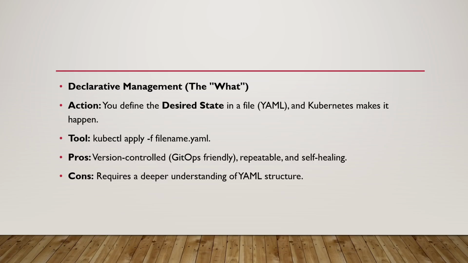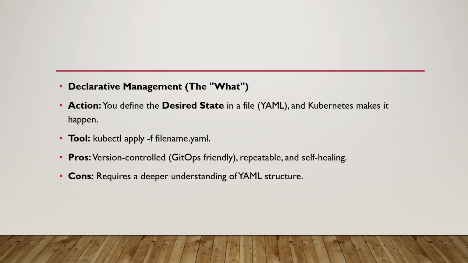Okay, so in declarative management we basically define what needs to be done. Now Kubernetes takes care of how it will do things. Like here we define the desired state in a YAML file. Okay, and Kubernetes makes it happen. Here we mainly use kubectl apply -f and the file name.